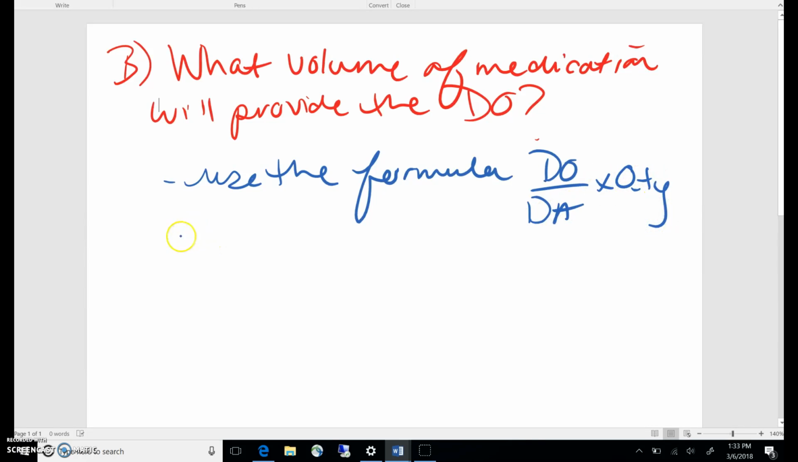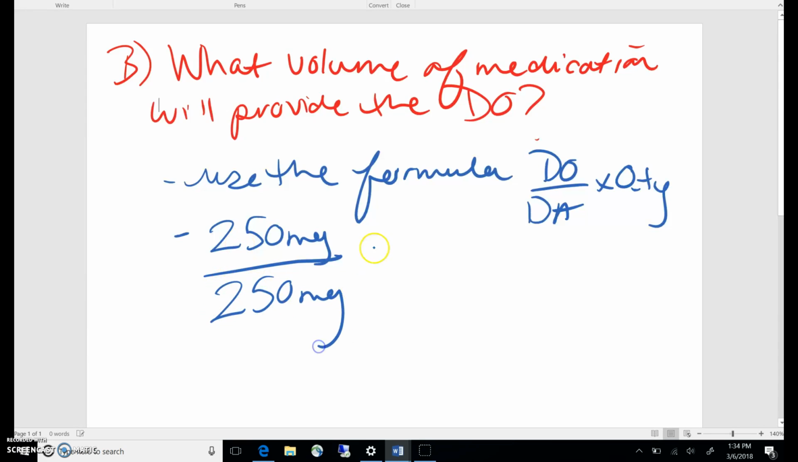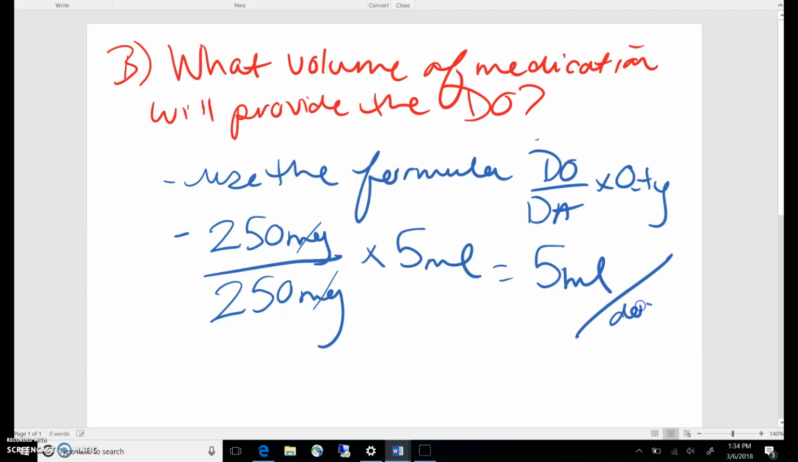Well, you guys calculated the dose ordered to be 250 milligrams. The dose available of the medication is 250 milligrams times that 5 milliliters. Milligrams cross out. So the patient's going to need 5 milliliters per dose to provide that dose ordered of 250 milligrams. All right.